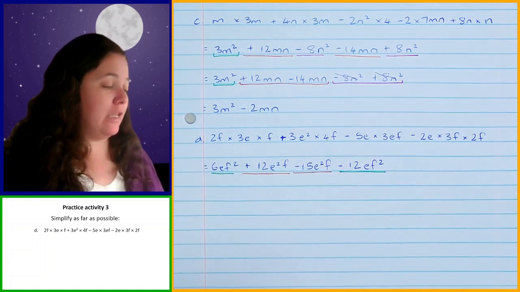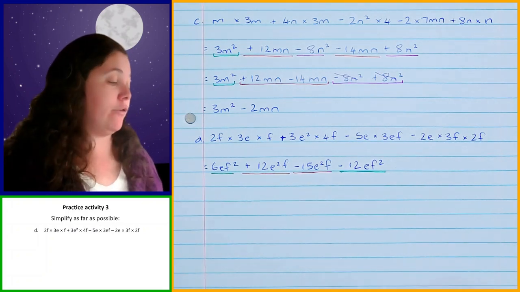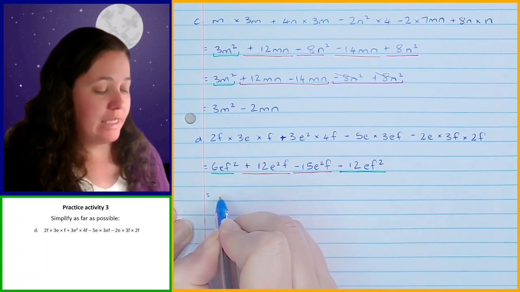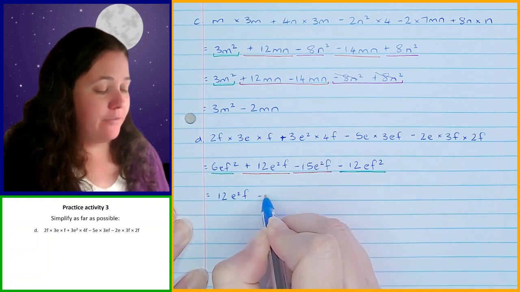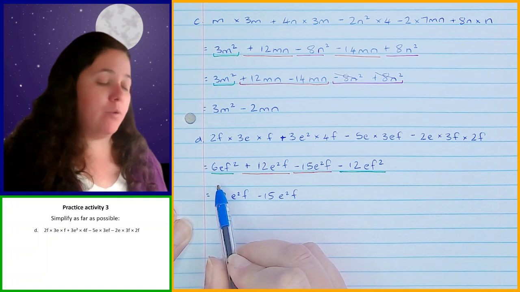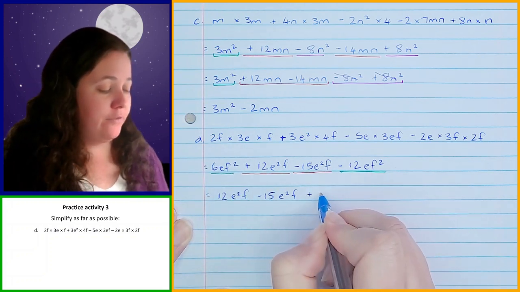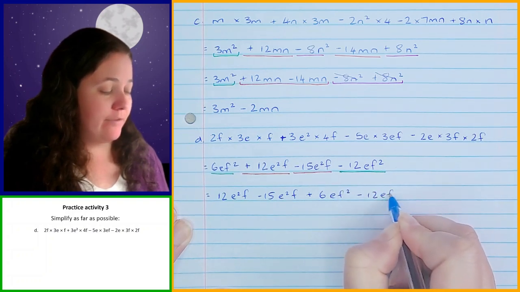So now we're going to collect the like terms. In alphabetical order, E comes first. So I want to start with a higher power of E first. So I'm going to have my E squared F first. So I've got 12 E squared F minus 15 E squared F. And then I'm going to put my E F squareds next. So I've got 6 E F squared. So it's positive 6 E F squared minus 12 E F squared.